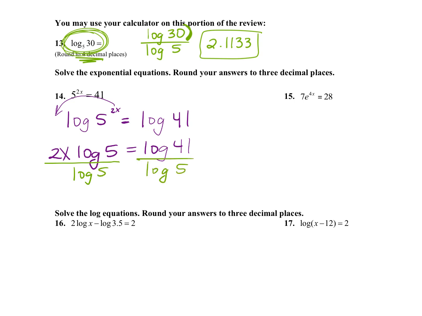Here's where parentheses really matter, right? So plug into your calculator. Log 41, parentheses, divided by log 5. And you get 2x equals 2.307, we'll call it 4 for now. Okay, and then you're going to divide by 2. So you can just hit divided by 2. You don't have to write the number down. X equals, to 3 decimal places, 1.154.